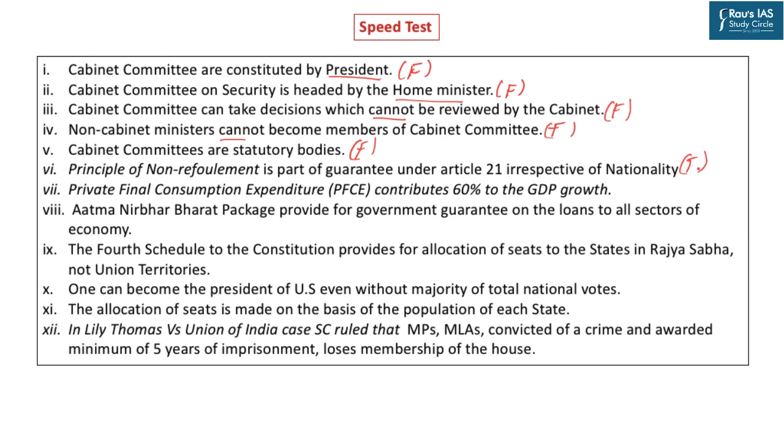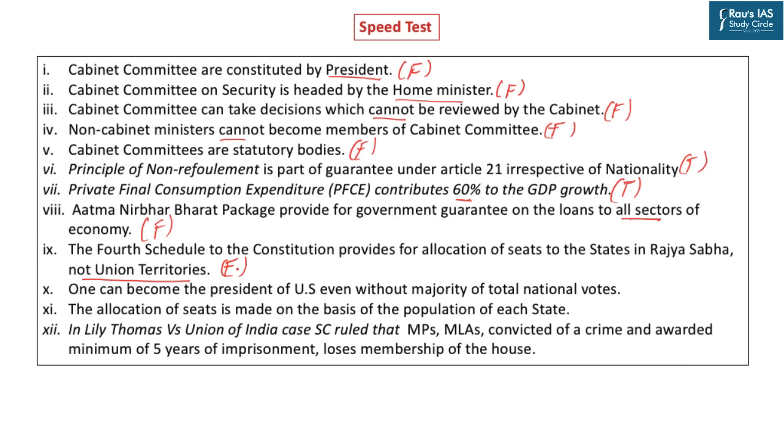Private final consumption expenditure contributes 60% to GDP. Absolutely correct, and hence the Indian economy is called a demand-driven economy. Atmanirbhar Bharat package provides for government guarantee on loans to all sectors of the economy. If there is 'all' in the statement, you have to be very cautious, and in all likelihood that statement will be incorrect. The Fourth Schedule to the Constitution provides for allocation of seats to the states in Rajya Sabha and not for union territories. It's an incorrect statement because it provides for both states and union territories.